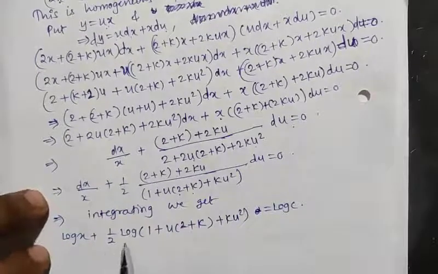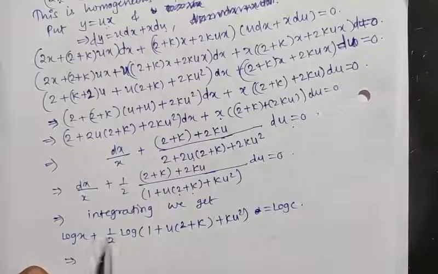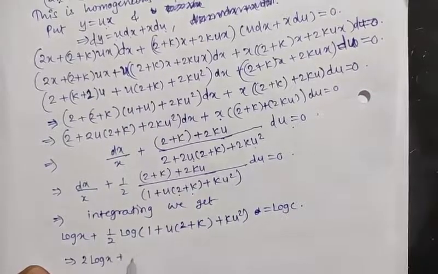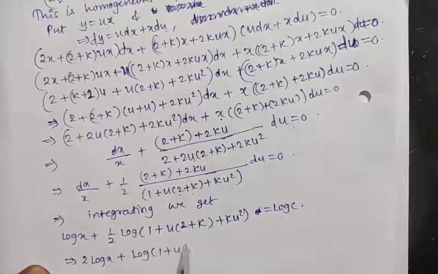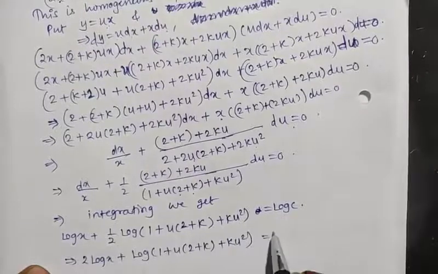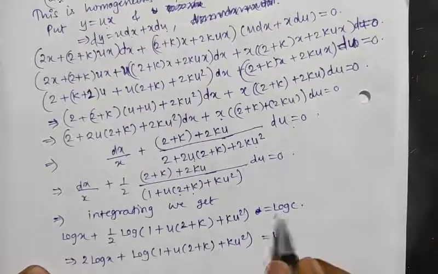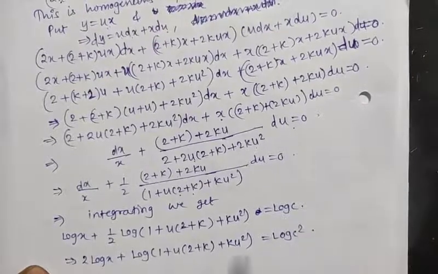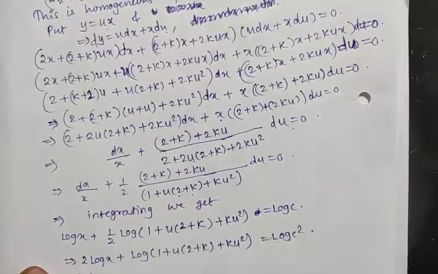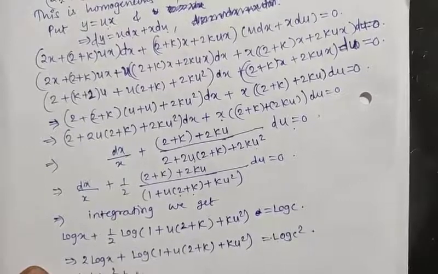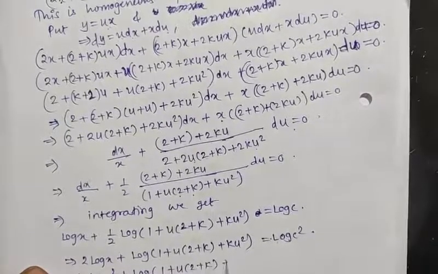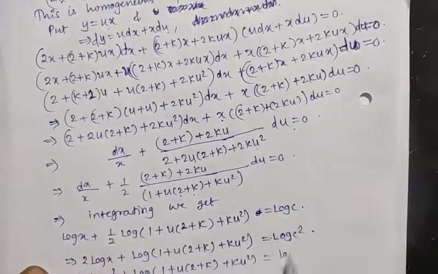So after multiplying by 2, we get 2 log x plus log of (1 plus u) into (2 plus k u square) is equal to, after multiplying by 2, log c square. Okay, 2 into log c means log c square. So we have log x square plus log of (1 plus u) into (2 plus k u square), which is equal to log c square.